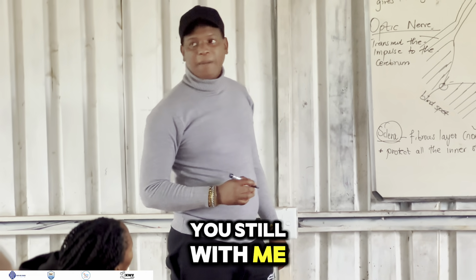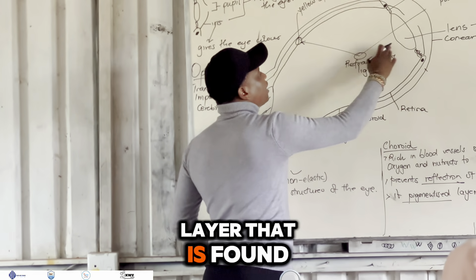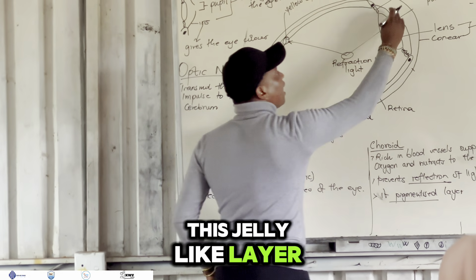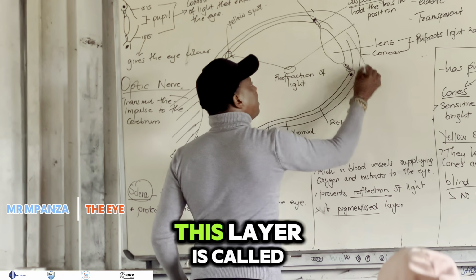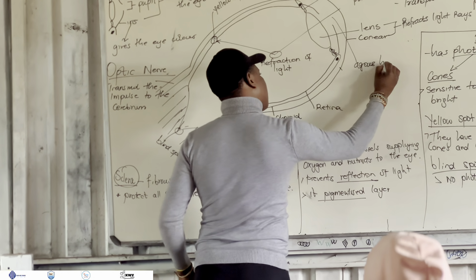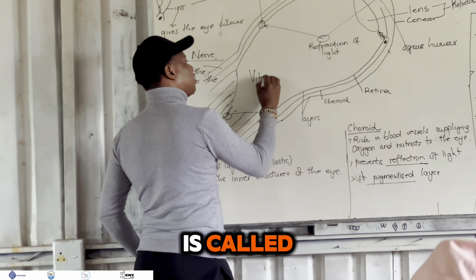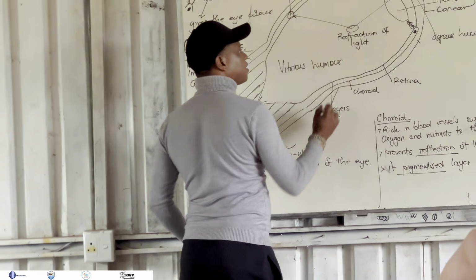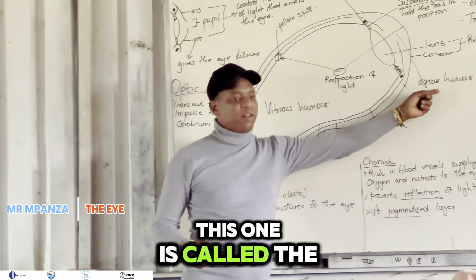Are you still with me? And then there is this jelly-like layer that is found here, and this other jelly-like layer found here. This layer is called the aqueous humor, and this one is called the vitreous humor.